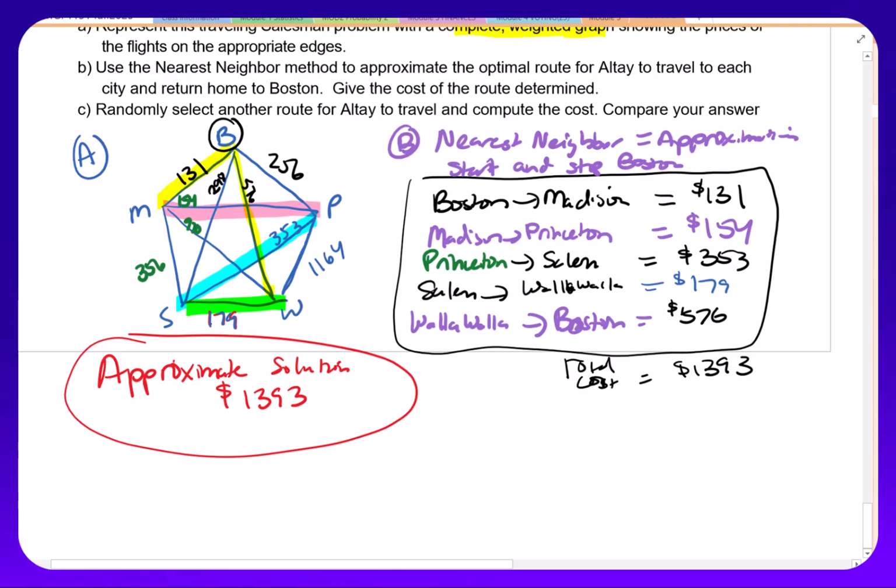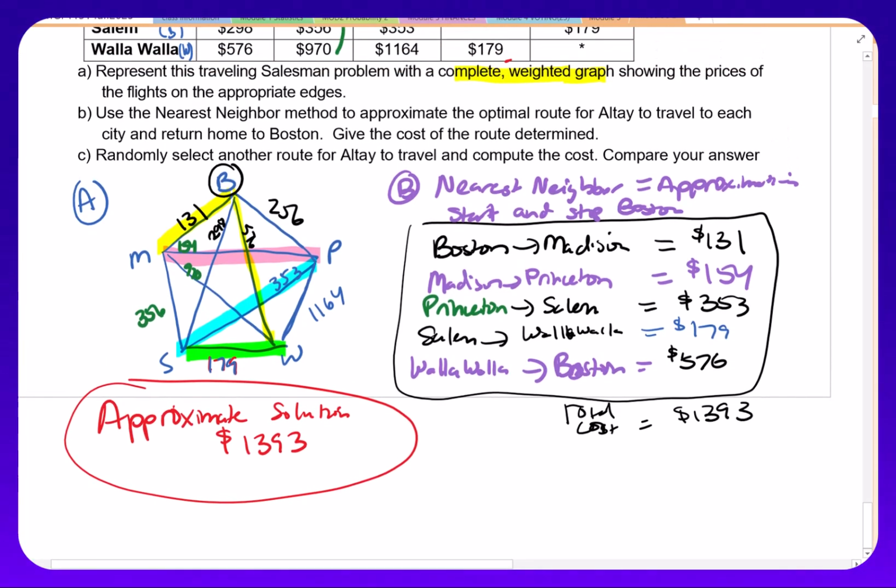Like, if I were writing that out in sentence form, I would say using the nearest neighbor method, the approximate to the optimal route for Alte to travel to each city and return to Boston is $1,393. Literally, what I'm saying is I would take exactly what that question asked me to do, and I would put it in sentence form. Don't just say optimal solution is. What are you doing? What did you calculate?